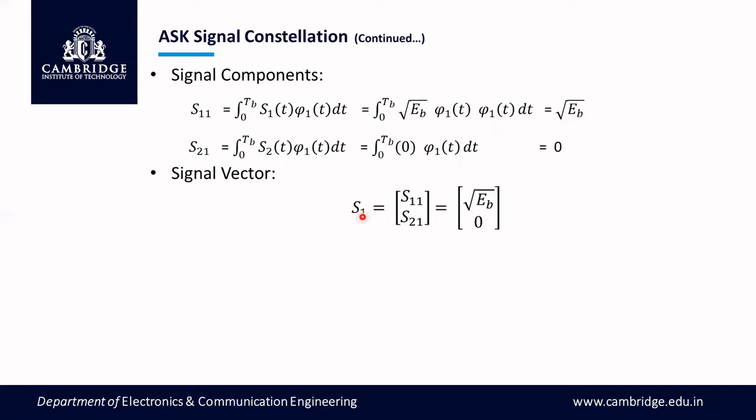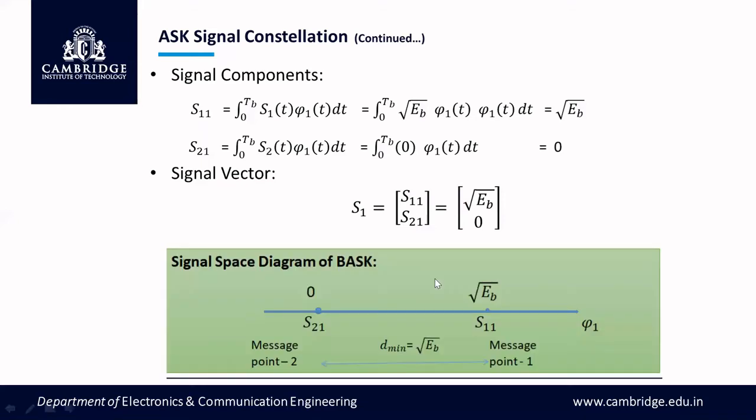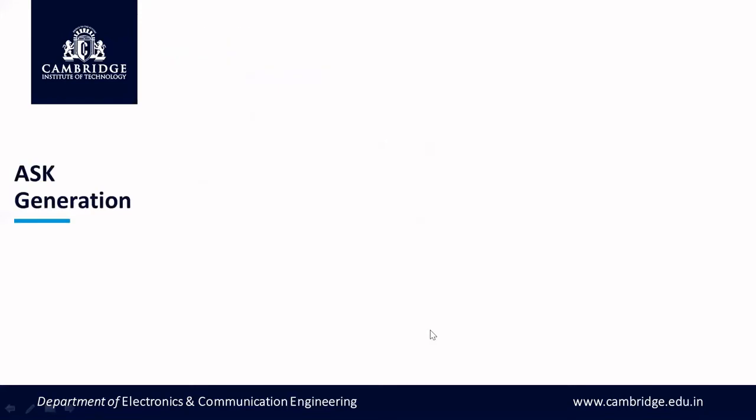So phi1 of t has two parts, S1 and S2, representing root EB and 0 in the signal space diagram. The correlator will check the correlation between X of t and phi1 of t. If X of t also contains the same phi1 of t, the output of the correlator, that is X1, will be the total amount of energy. Suppose X of t does not contain phi1 of t, then the correlation is very less, obviously X1 is a small value. Now let us look into the generation of the ASK signal.